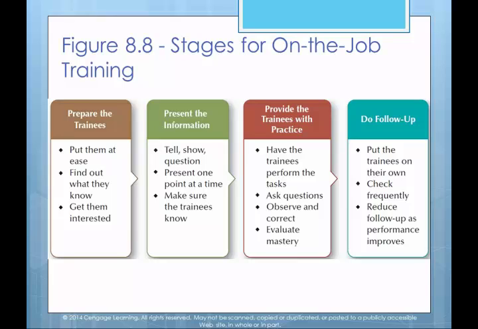So, stages for on-the-job training. Well, you prepare the trainees, put them at ease, find out what they want to learn, get them interested, present the information: tell them, show them, question them, present one point at a time, make sure the trainees know. Then provide the trainees with practice. Have the trainees perform the task for you. Ask them questions. Observe and correct them. Evaluate how well they're doing and if they're mastering it. And then follow up. Put the trainees on their own. Check frequently about how they're mastering it, and then reduce the follow-up as performance improves.